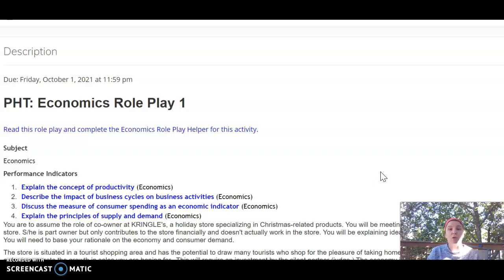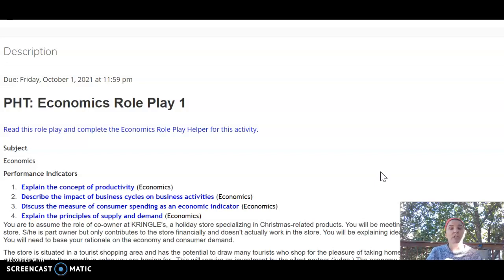When you get into your role play today, you're going to notice at the top that it says PHT Economics Role Play. That stands for Principles of Hospitality and Tourism. That's a DECA category, but for us today, it's just going to be one of our assignments. You're also going to notice that it tells you what the role play is about: hospitality and tourism, on the topic of economics. Every time we do a practice activity like this, it's always going to tie into your curriculum topic at that time.